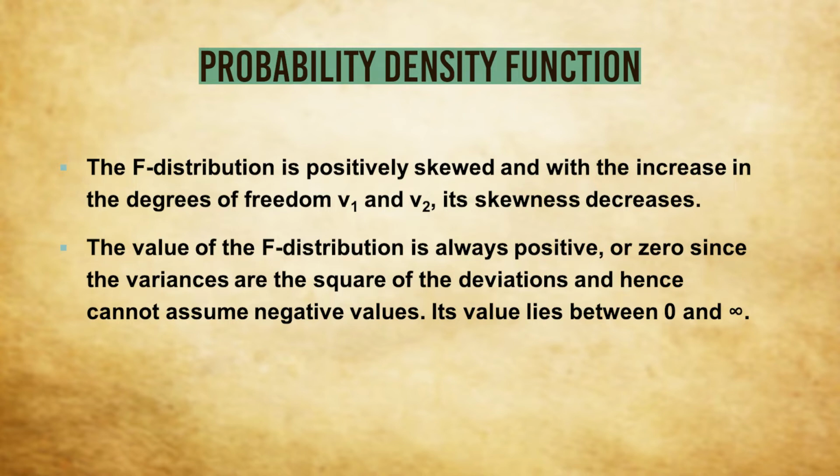So similarly, F distribution is also positively skewed. And it has got degrees of freedom n1, n2 as we have said. And as we increase the degrees of freedom, we can see that the skewness will go on decreasing. The value of F distribution is always positive or 0 since the variances are the squares of the deviations, and hence it cannot be negative. So once again we can justify the fact that F statistic or F distribution lies between 0 and infinity.